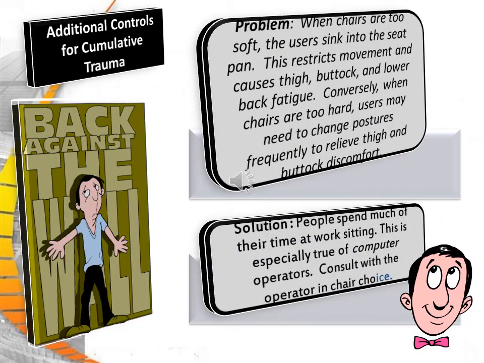Problem: when chairs are too soft, users sink into the seat pan. This restricts movement and causes thigh, buttocks, and lower back fatigue. Conversely, when chairs are too hard, users will need to change postures frequently to relieve thigh and buttocks discomfort. Solution: people spend much of their time at work sitting, and this is especially true of computer operators. Consult with the operator for the chair choice that is best suited for them.